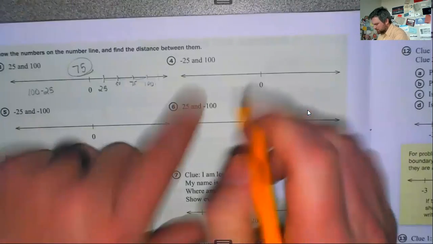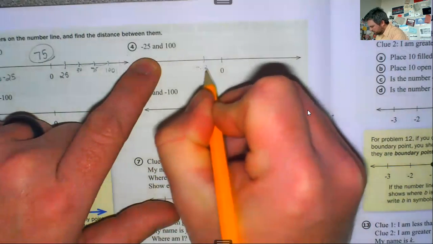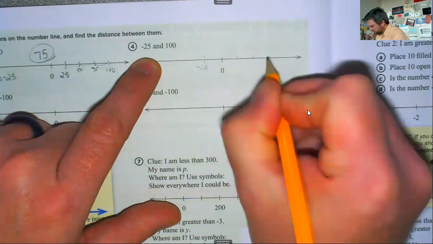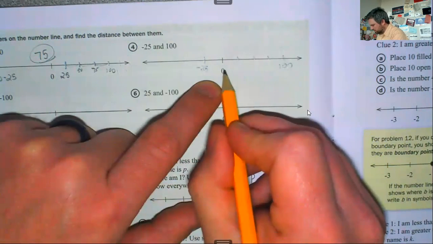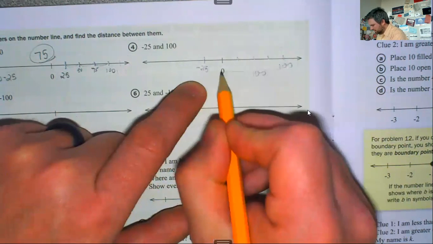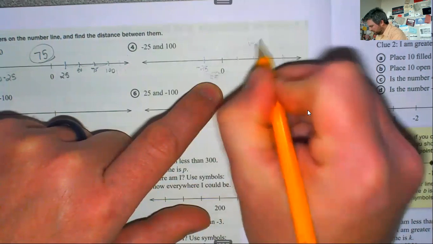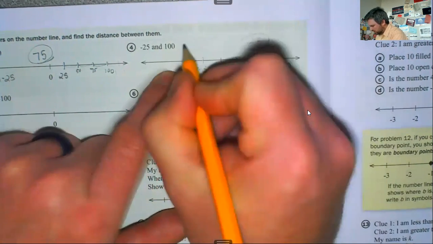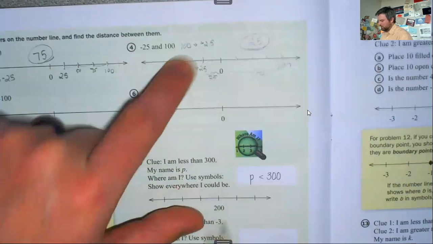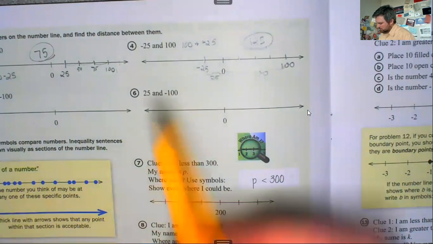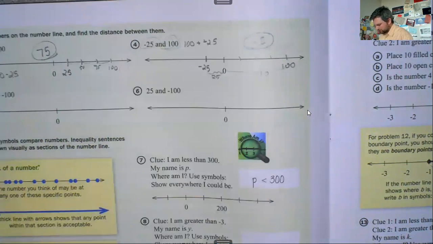Okay, now they've changed the numbers here just a little bit. So I got -25 on this side now, and we could say 25, 50, 75, 100 there. Now what's the distance here? Well, 0 to 100 is 100, and 0 to -25 is 25. So if I add those two, I get 125. Okay, that's also saying 100 minus -25. So you're going to add those two numbers together. When you're finding distance, you always want to take the bigger number minus the smaller number when you find distance.